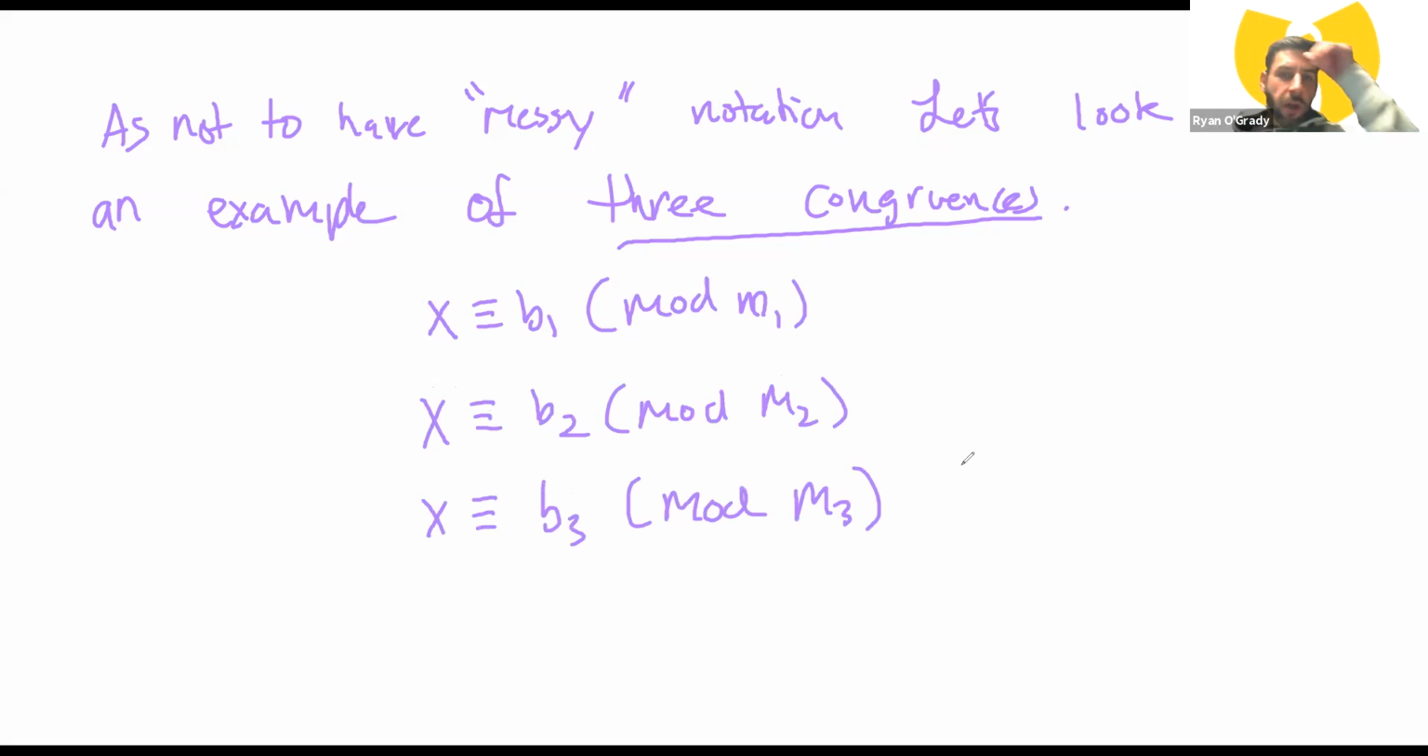So for example, on the homework, I gave you a problem. Heck, I don't even remember what it was now. I think b sub 1 was like 1, b sub 2 was 6, and b sub 3 was 3 maybe. And then the moduli were 5, 6, and 7.